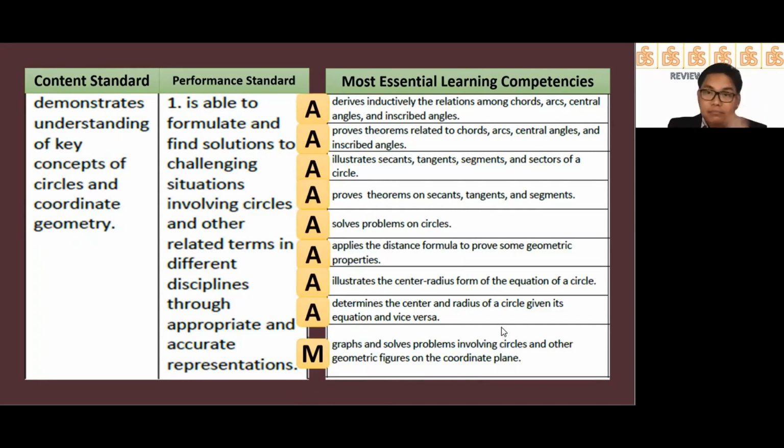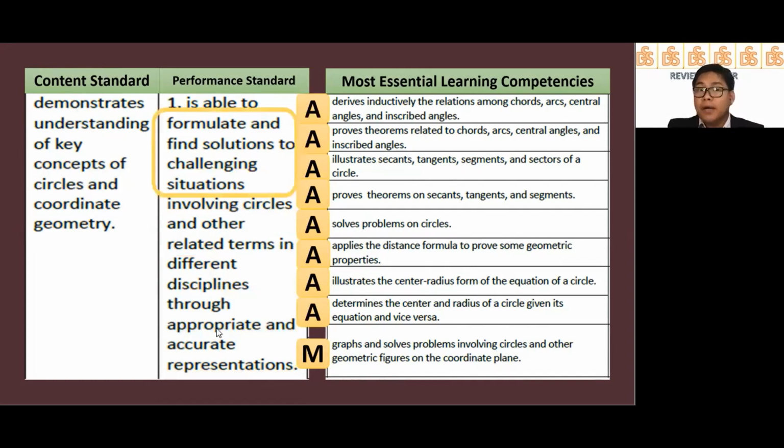But the question is, is that enough? Can we consider a curriculum map that has no T, only A and M? Do you think the most essential learning competencies are enough to address the content and performance standards? Let's see. When we talk about content standard, I think yes, the MELCs are enough. But when we talk about the performance standards, I don't think they are enough.